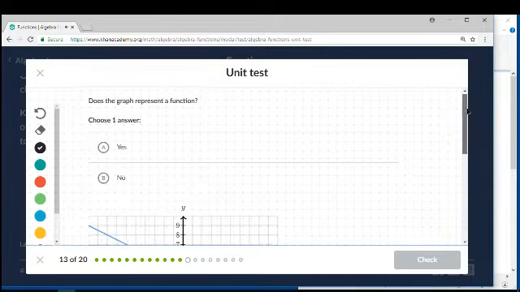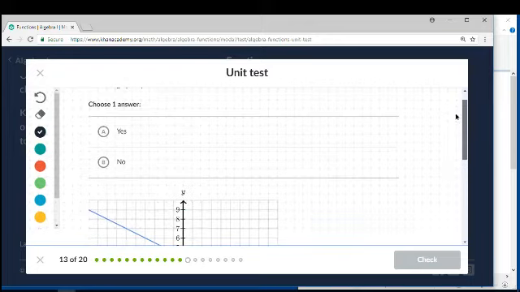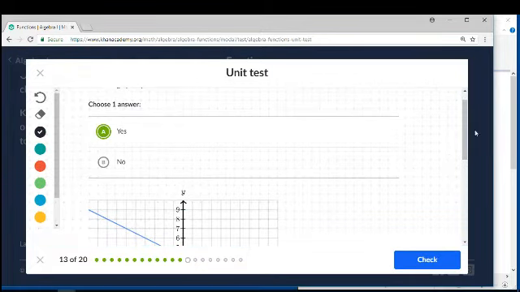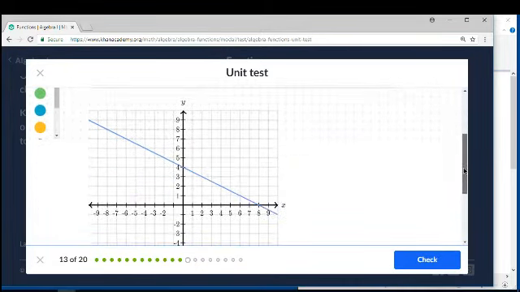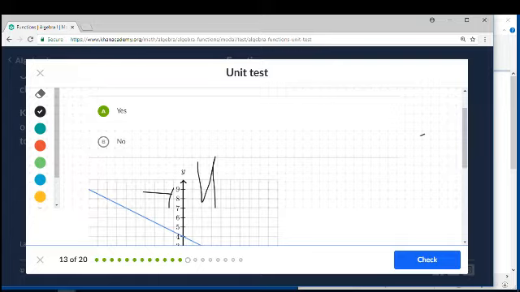Does the graph represent a function? Passes the vertical line test, so yes. Passes the vertical line test.